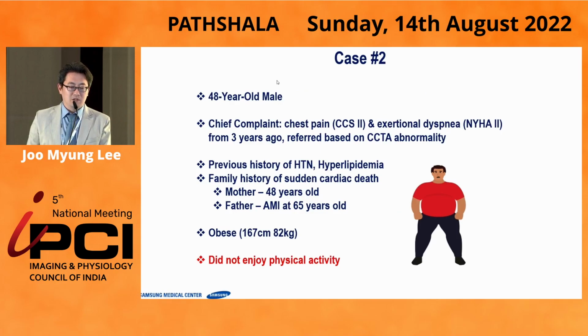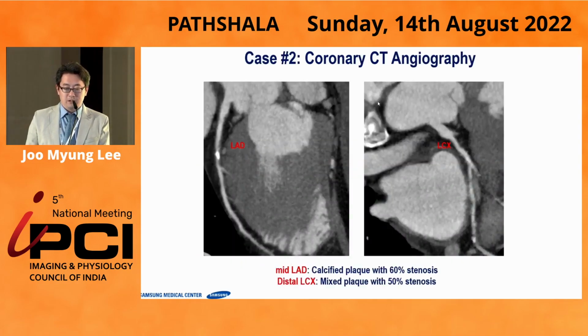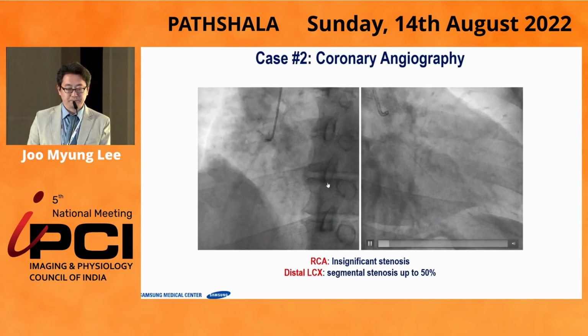Our second case is a similar-age gentleman, and the chief complaint is typical angina chest pain with dyspnea since 3 years ago. He was also referred based on CT stenosis, and he has a unique past medical history and a family history of sudden cardiac death. He was kind of an obese man, and he did not enjoy physical activity at all. His CT scan showed intermediate stenosis at the LAD and also another stenosis in the circumflex.